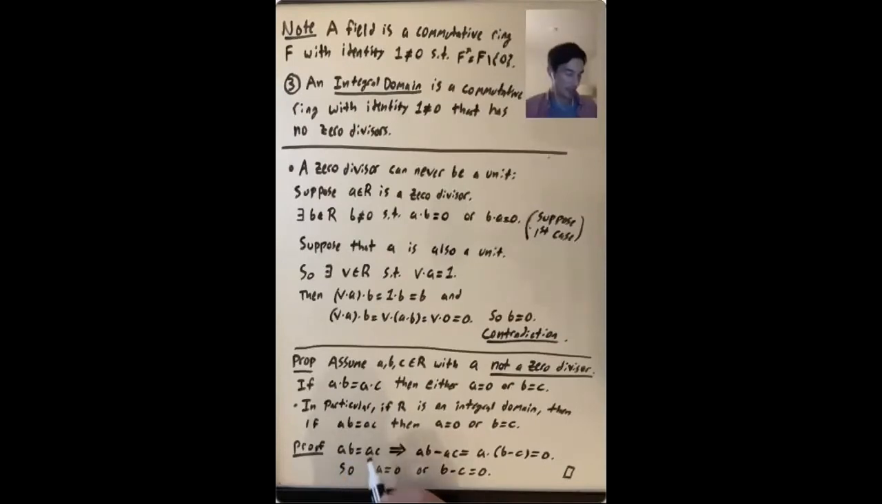Let's suppose AB equals AC. Well, let's just add negative AC to both sides. On the right-hand side, we'll get 0. On the left-hand side, we'll get AB minus AC, or plus negative AC. And this is A times (B minus C), or if you like, A times (B plus negative C). And this is 0. So if A times something equals 0, that something can't be non-zero.